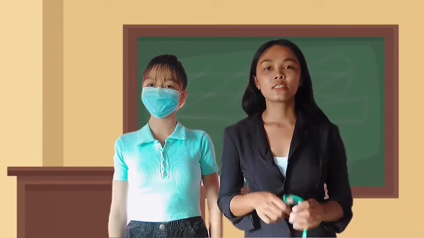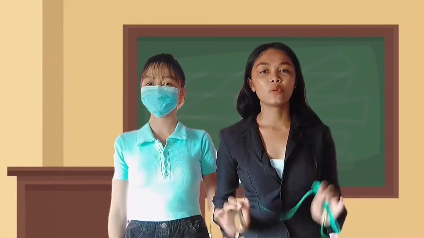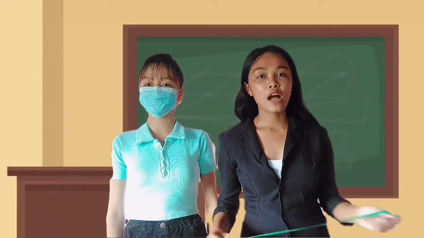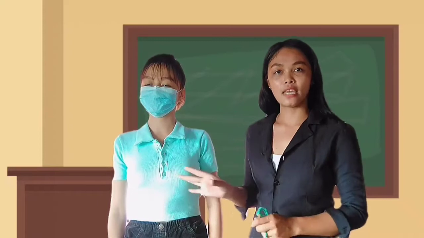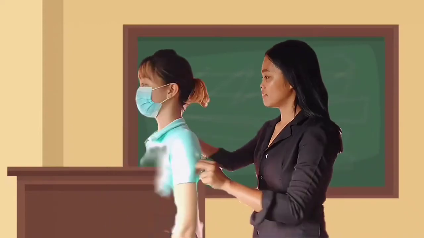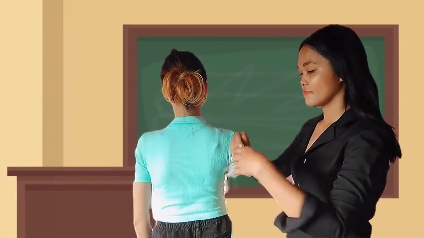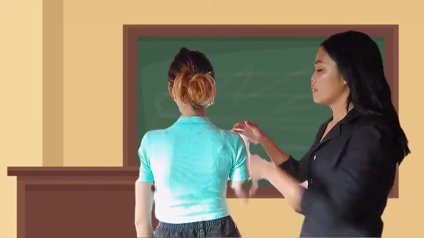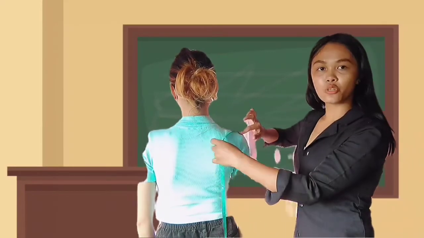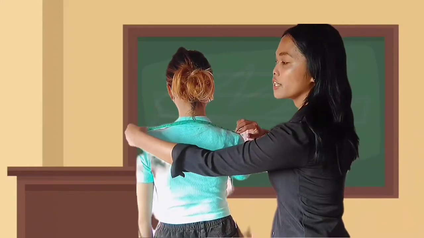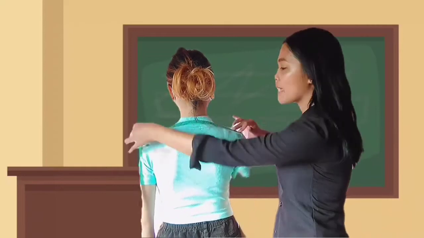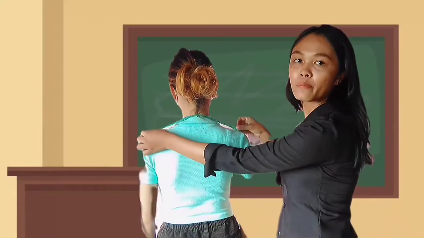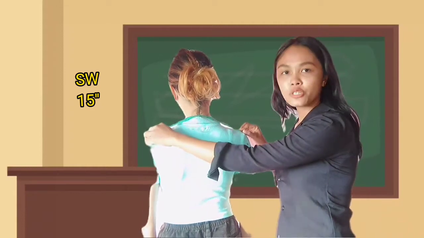Let's start. The first one is the shoulder width. The shoulder width is taken from your left shoulder tip point to your right shoulder tip point, passing through your nape point. This is how you do it. This is your left shoulder tip point. So that is the shoulder width.